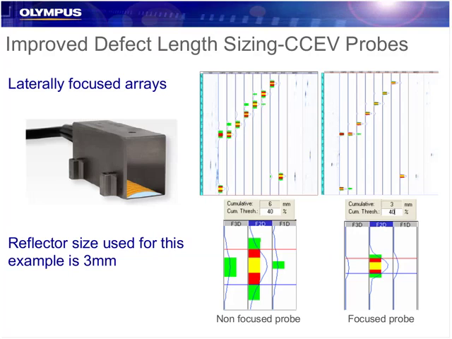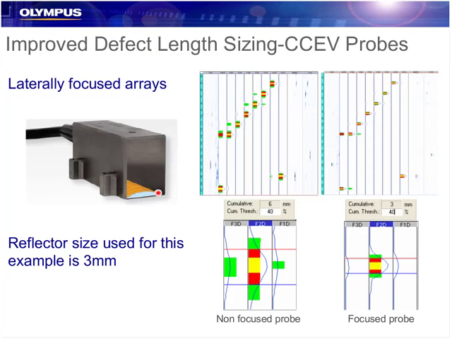One other thing we've done, improving these type of inspections with improved technology, is just like our COBRA system and some of our manual applications, we started to improve the probe technology. So these are called CCEV, which basically means concave curvature in the elevation or width axis of the probe. So here we can see a normal linear array would have a flat width to it. We just take elements, we dice them, and there's no curvature in the passive axis.